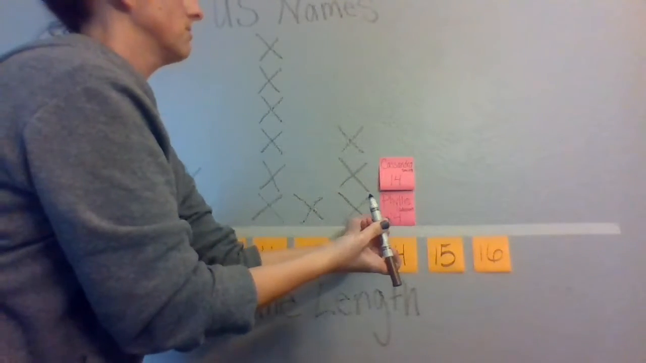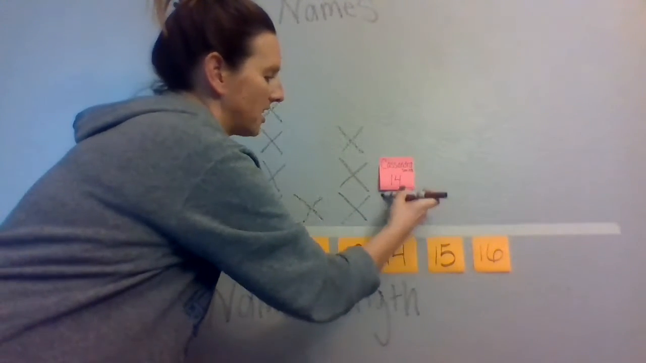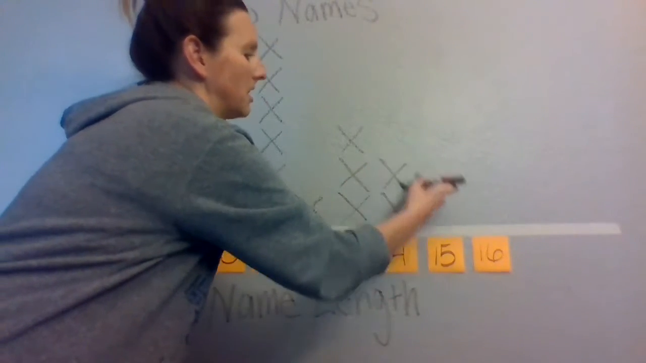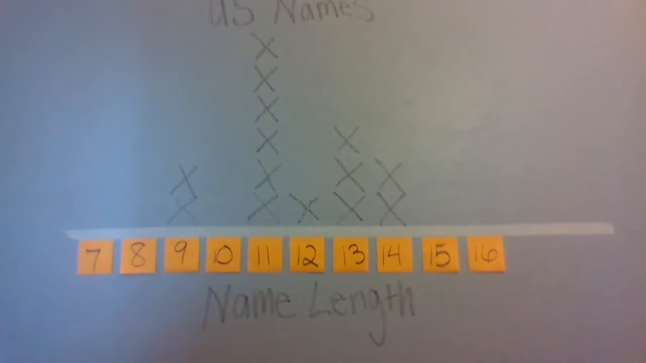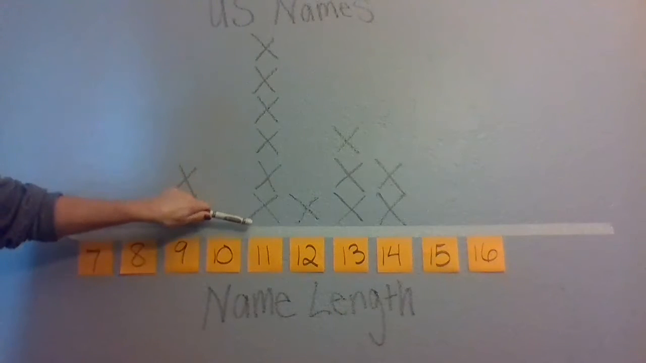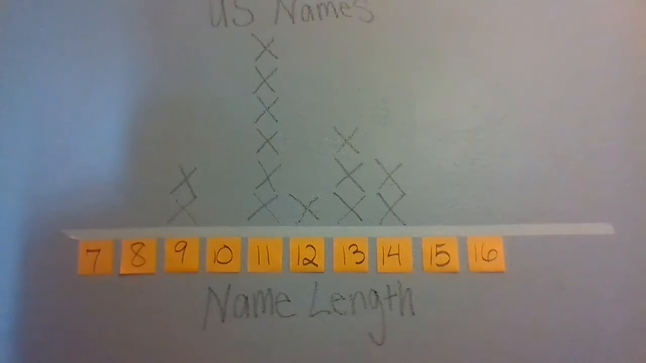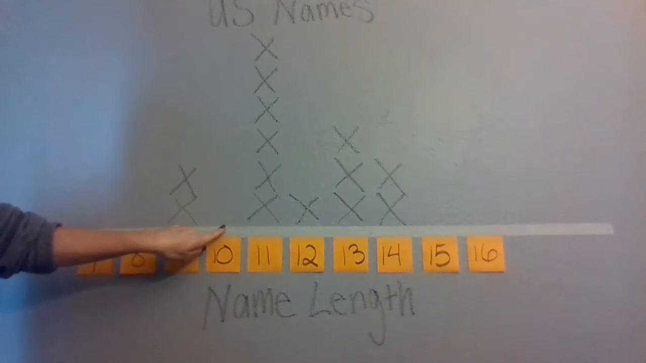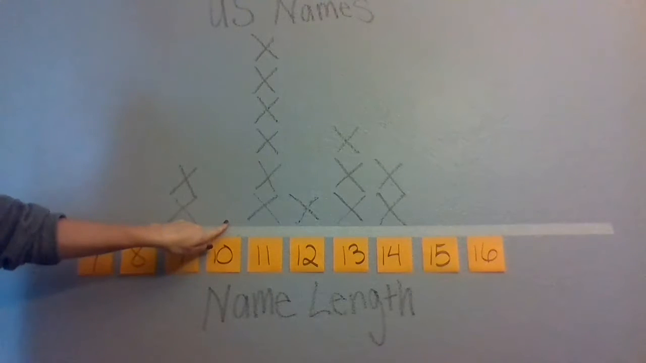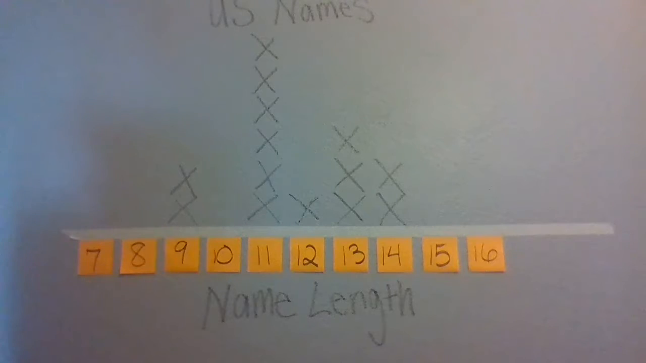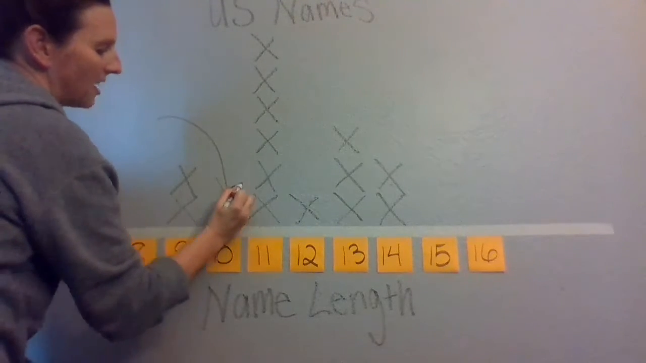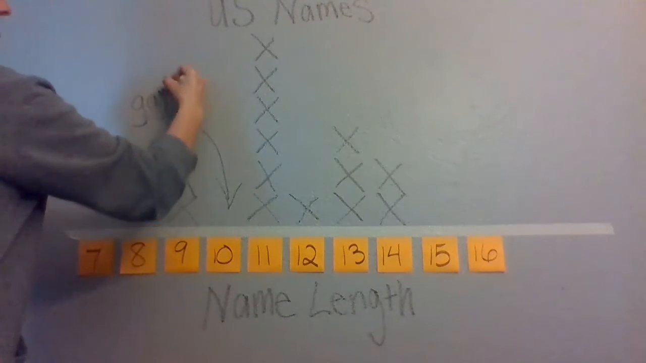One of the things that's really nice about this is after I've collected this data and I look at the graph, I can still easily compare like I would a bar graph. So I can still look at this information and I can see that 11 has the most data. So 11 would be my mode. It has the most. I can see that I don't have any information for 10. So there's no data for 10. There are no names that had 10 as a length. This is what we would actually call a gap in our data.